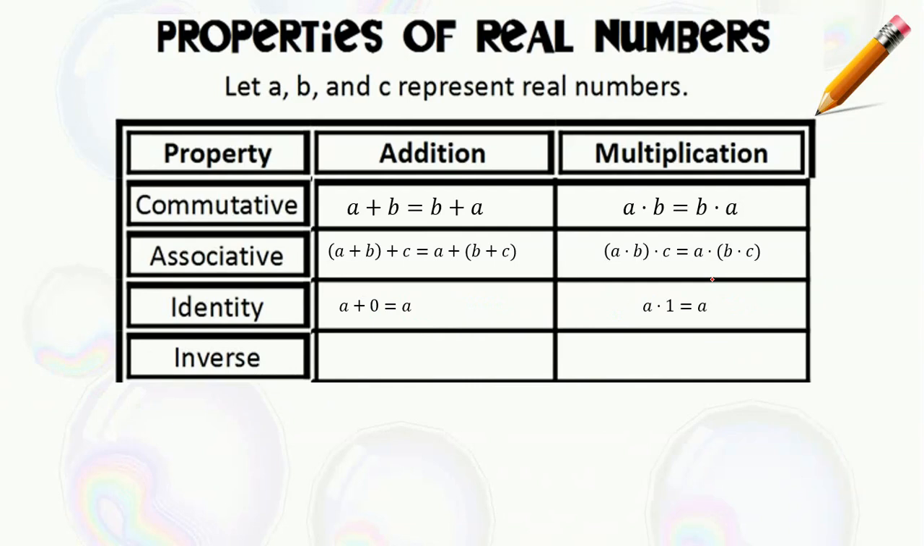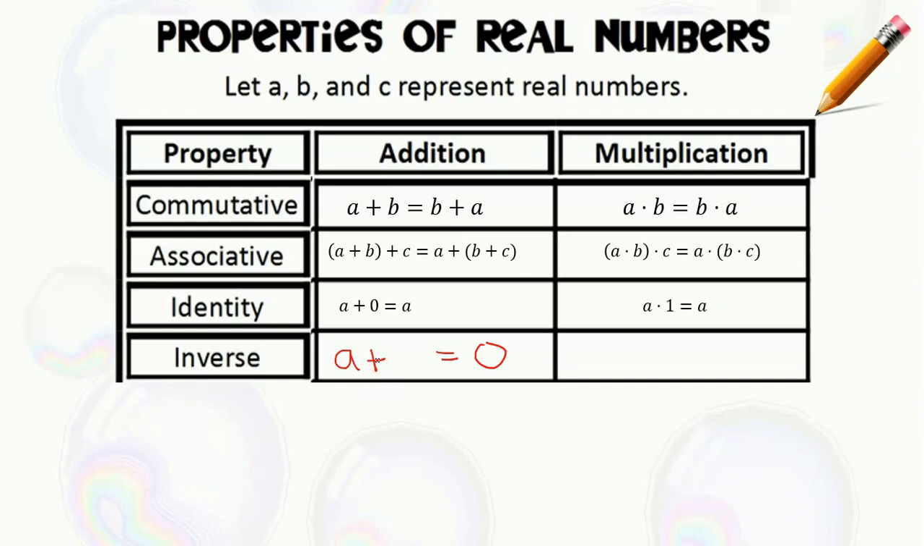Now, let's take a look at the inverse property. The inverse property is basically, I need to get identity at the end, which in addition's case is 0. So what can I add to A to get 0?